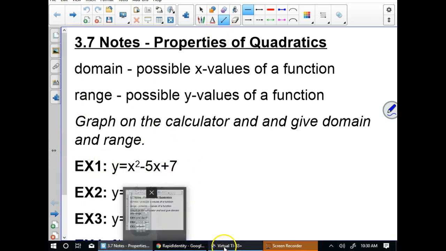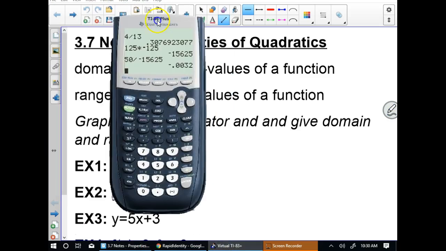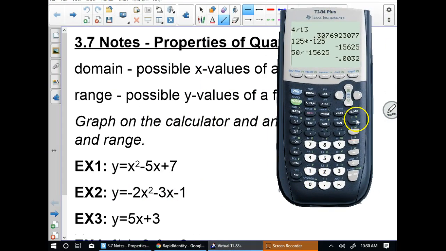I want you guys to graph these along with me on your calculator. So go to y equals, type in this first equation here, x squared minus 5x plus 7.